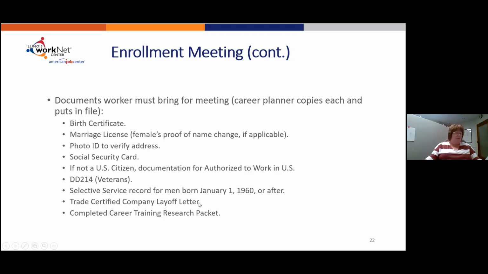Some people have this layoff letter, some people don't have them. It's not that they have to have it. It's not definitely required. These are just some ideas of things that they need to provide. And if your local area has a career training research packet, then that completed packet helps you walk them through the services they're going to need, or if they need training.